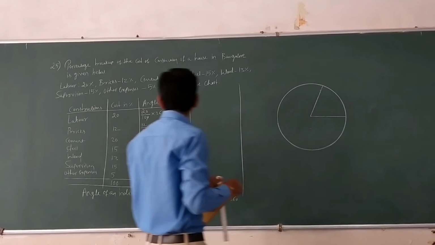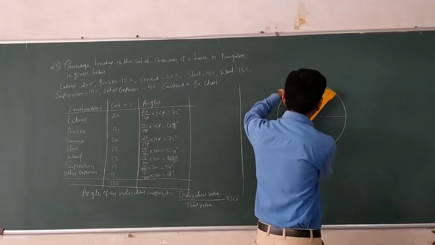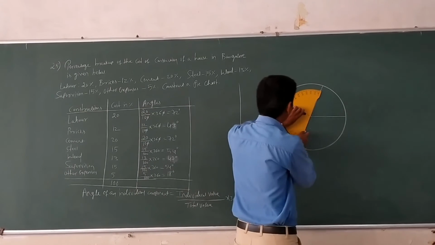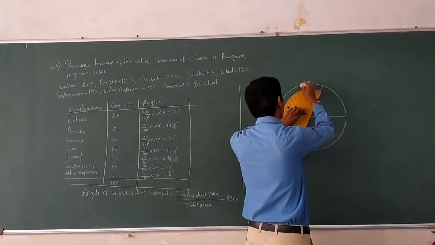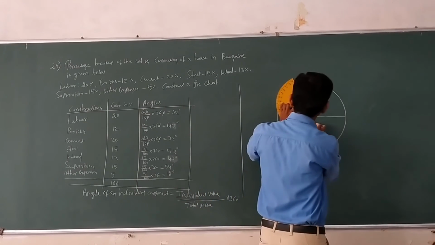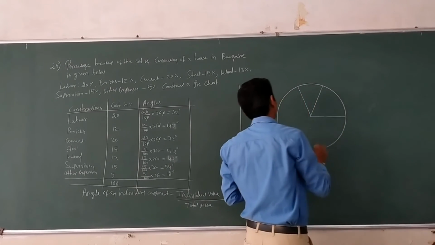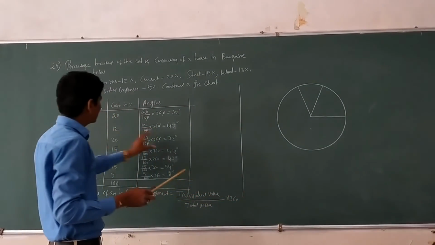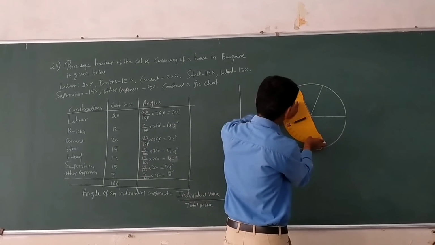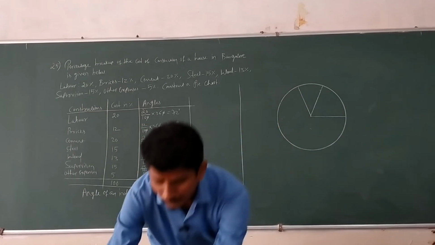Okay, the next one, bricks is 43 degree. Measure 0, 10, 20, 30, 40, and 43 is here. Bricks is 43 degree. Draw a line. Next one, cement is 72 degree. Check with the protractor: 50, 60, 70, 72. 72 here.